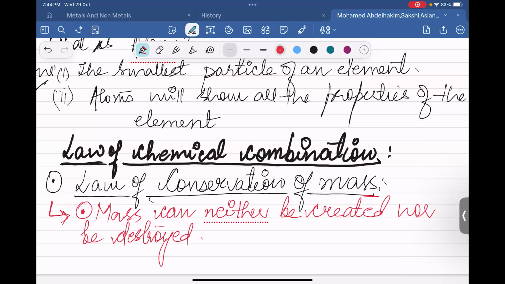There are two laws. The second law, I will tell you later. I will explain you in detail also. Write it first.